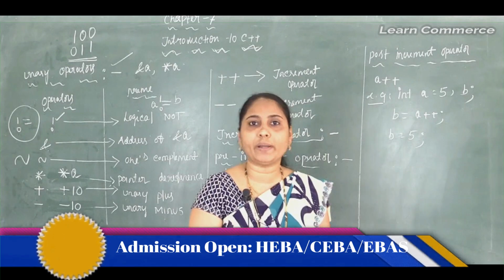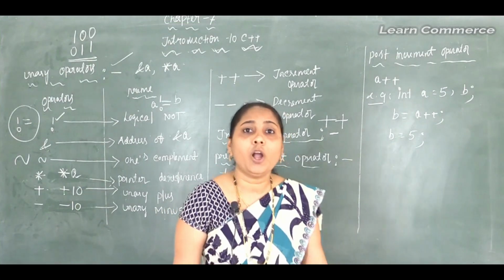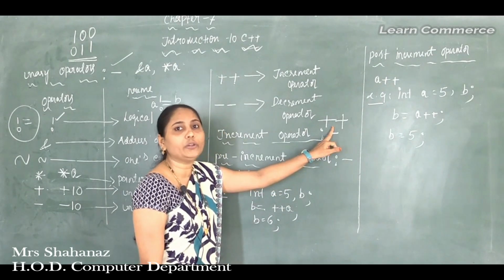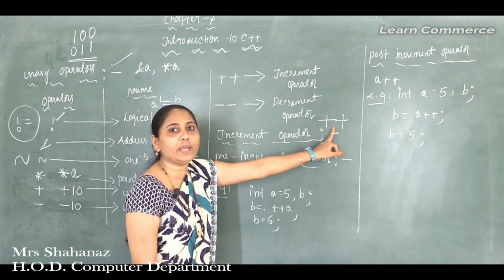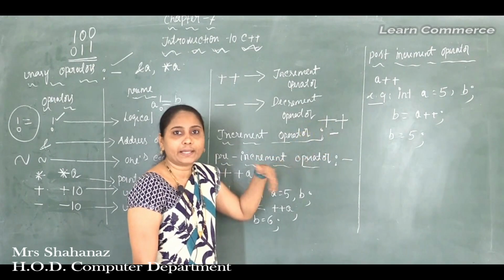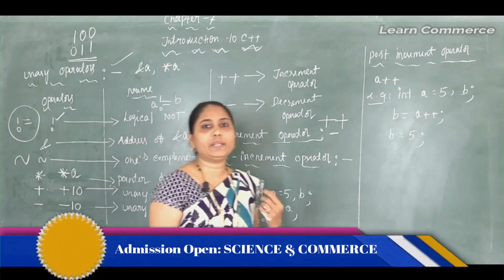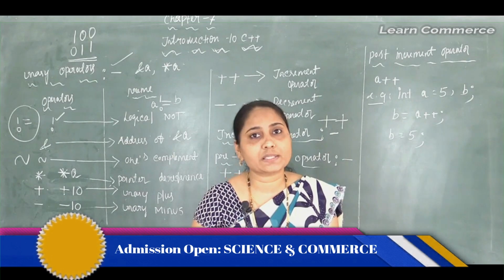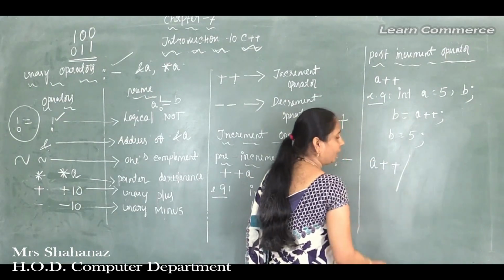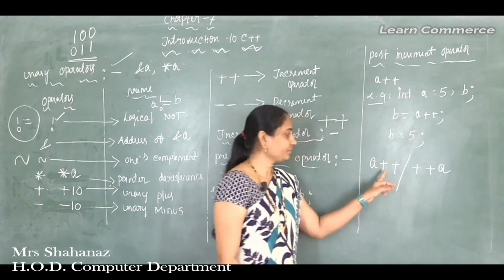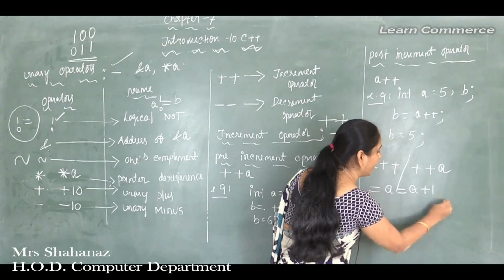So which operator is the increment operator? The operator is the plus plus. The plus plus operator is called as the increment operator, or we can say the operator plus plus will add 1 to the operand. Is it correct? So the operator plus plus is used to add 1 to the variable, 1 to the operand, 1 to the data item. That means the value increases 1 by 1 because of this operator, the increment operator. Okay, so now one example, maybe a plus plus or plus plus a. So okay, a plus plus, or if you are going to write plus plus a, clear this point here? A plus plus, or if you are writing plus plus a, that is equal to a is equal to a plus 1 only.